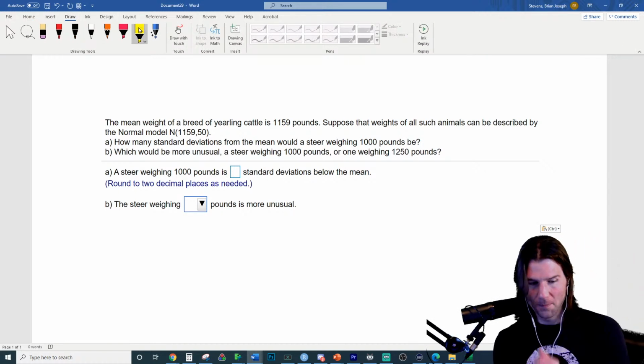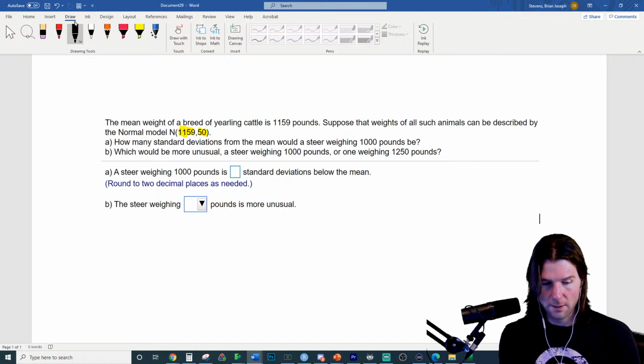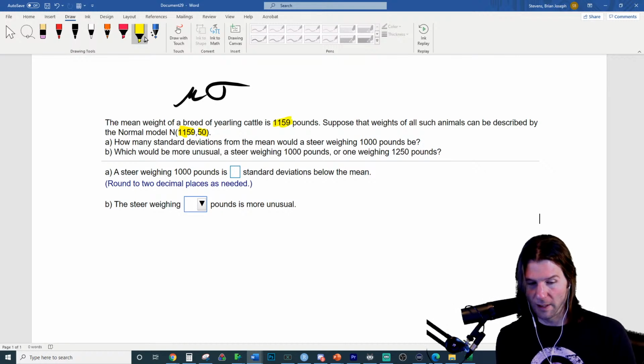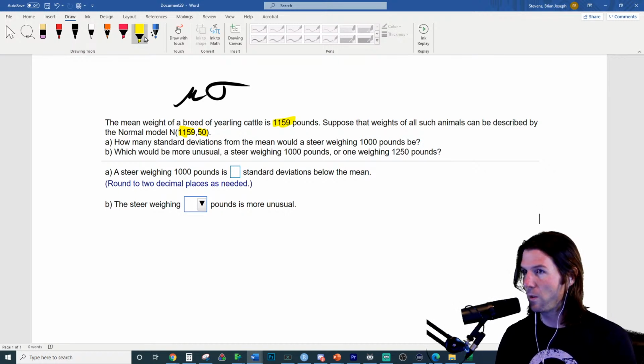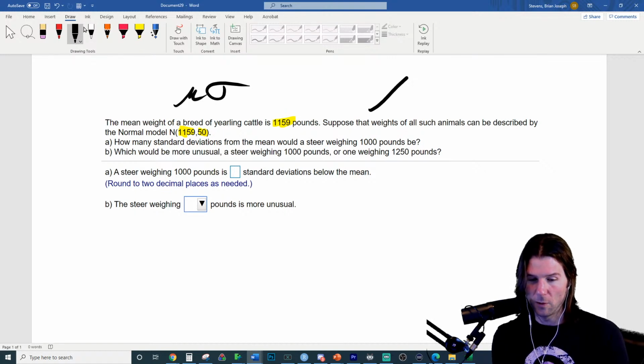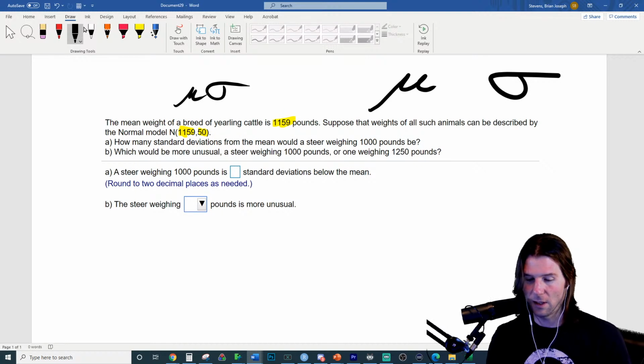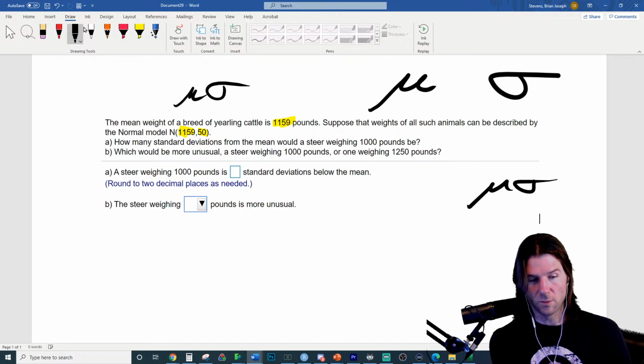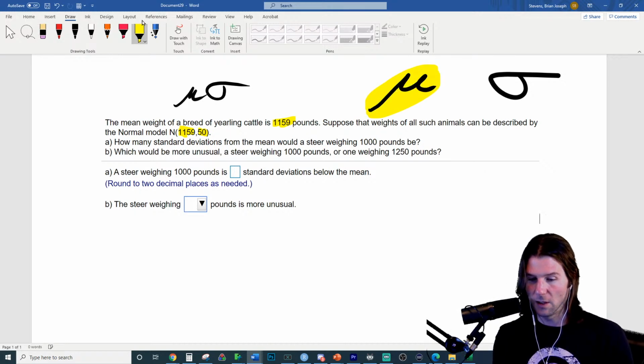So what we have here is the mean and the standard deviation. It also tells you that up here. It says that the mean is mu and the standard deviation is sigma. Just so I can draw those really nice and big for you to see, mu looks like this, and a sigma looks like that. So there's mu and sigma, which stand for population mean and population standard deviation.